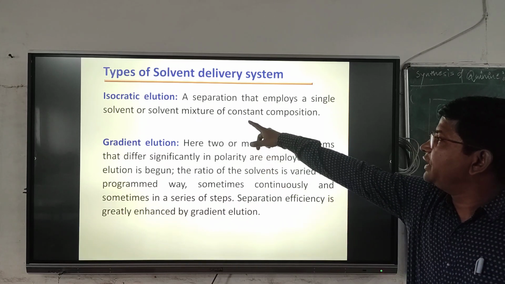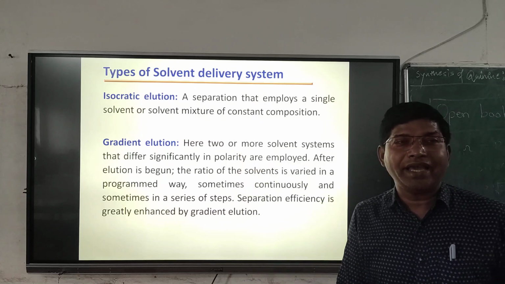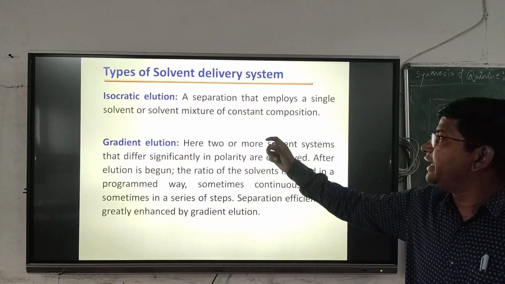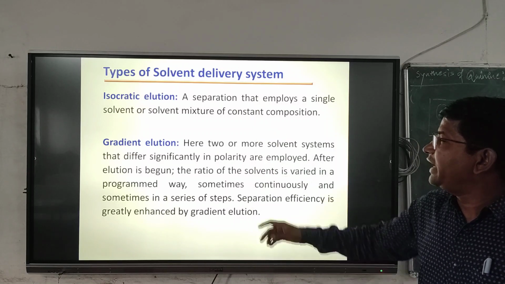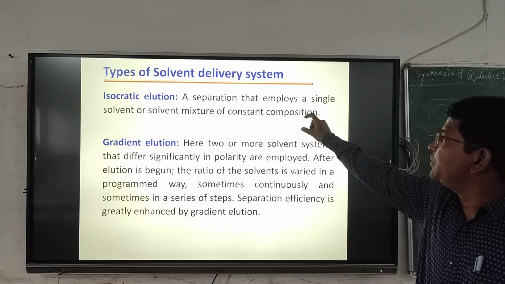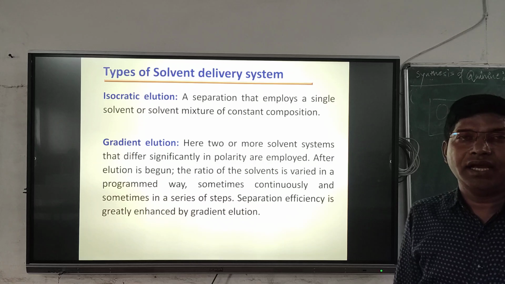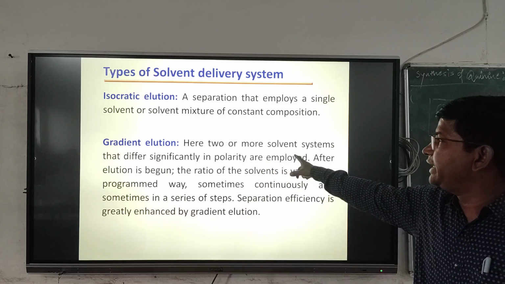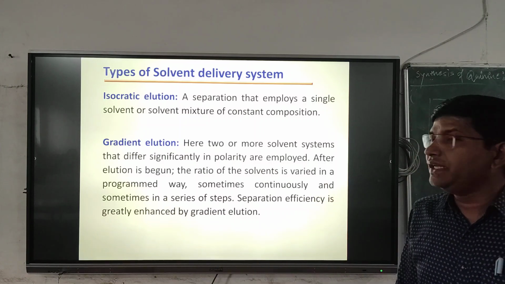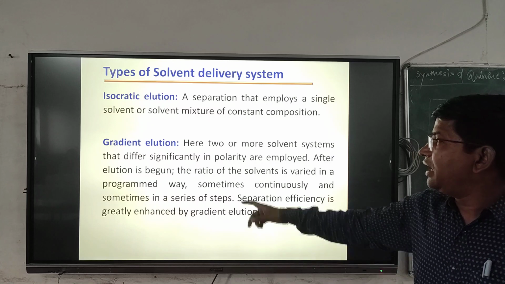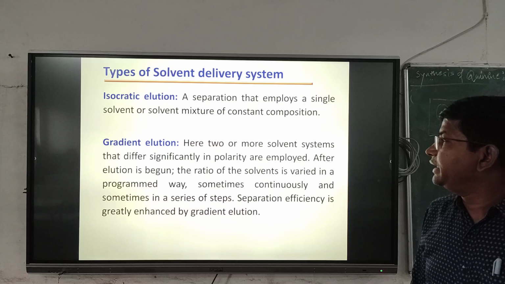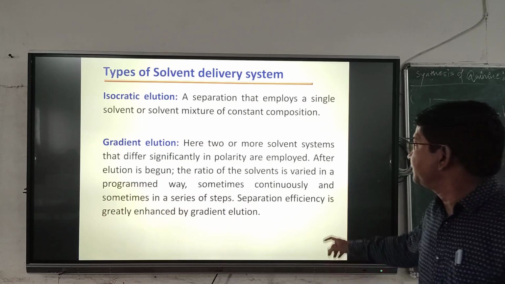So isocratic, we can understand with the term iso. Iso means same, and cratic is related to your mobile phase. During the separation, your solvent composition will be the same in isocratic elution. Gradient elution means there is a difference in the composition of the solvent during the separation of a compound mixture in an HPLC separation.